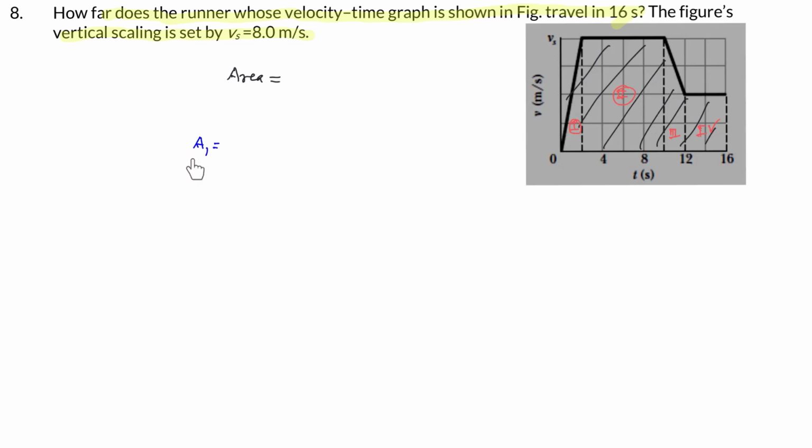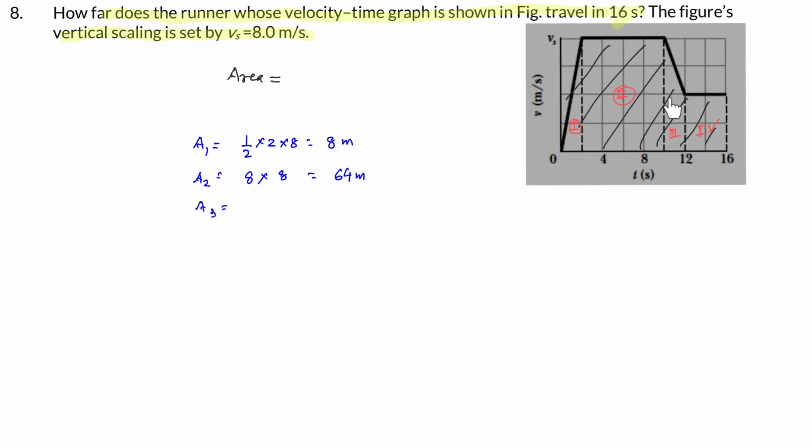the individual areas. A1 is equal to half into base into height. Half into base: this is 4 seconds, so this is 2 seconds. Half into 2 into the vertical scale, which is set by 8, so this is 8 meter. A2 is a rectangle. One dimension is 8, another one is also 8. So 8 into 8 is equal to 64. Unit is meter, mind you.